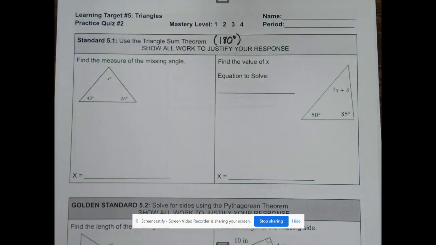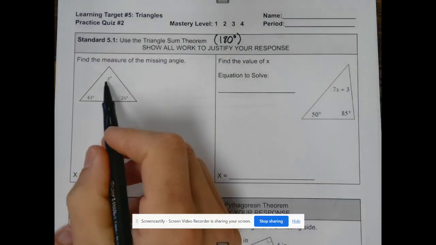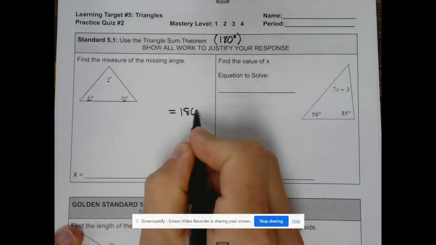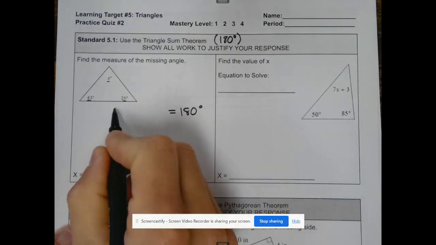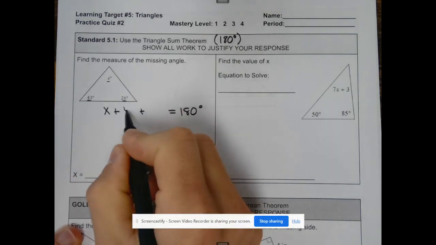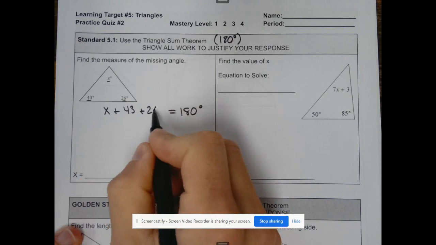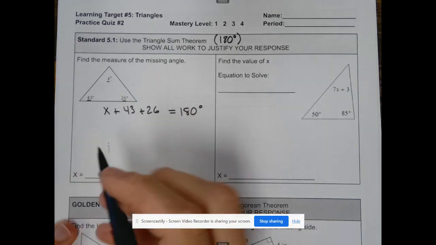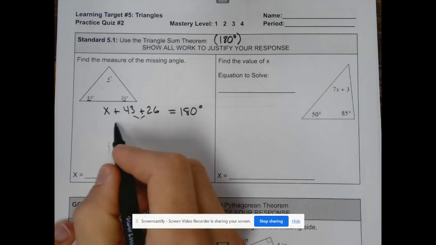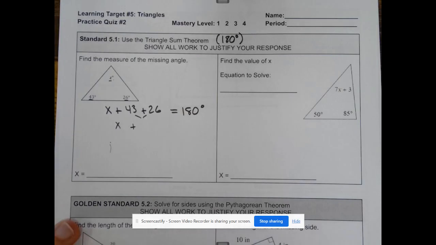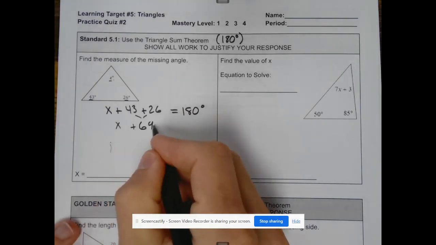That's your key. So here we've got 3 angles, and what do we know they do? They all add up to 180. 3 angles: x plus 43 plus 26. Those 3 numbers, x is just a number, must add up to 180. Let's combine those two. 43 plus 26 is 69. So x plus 69 equals 180.